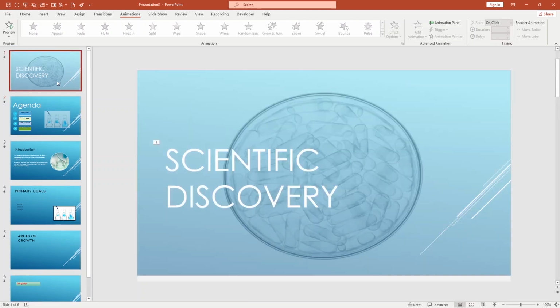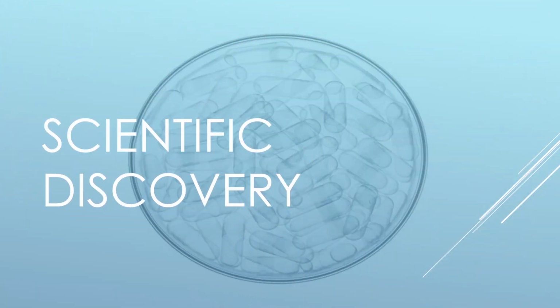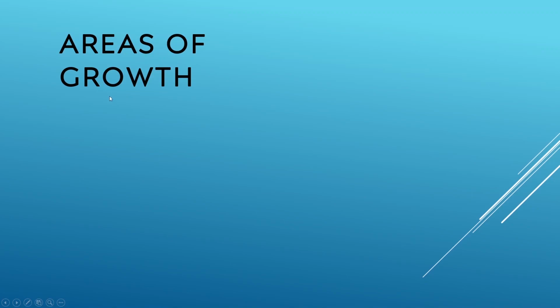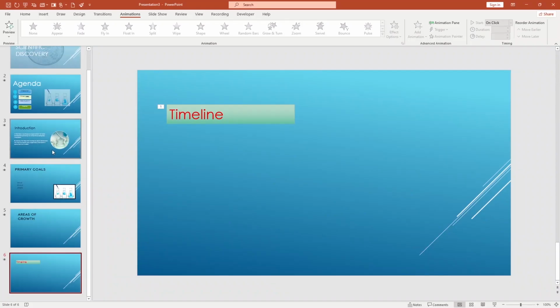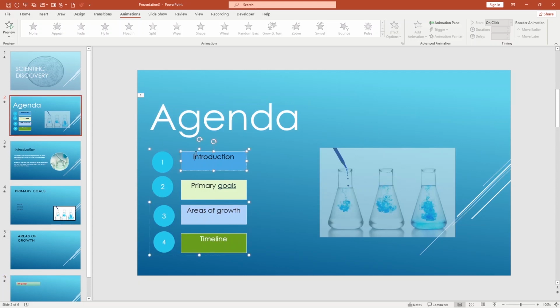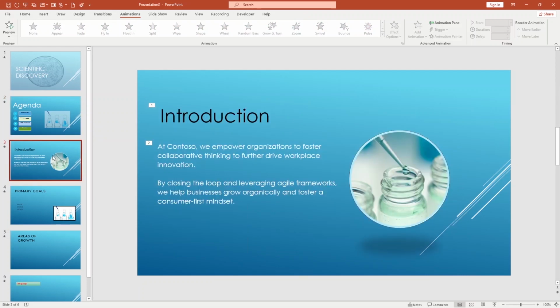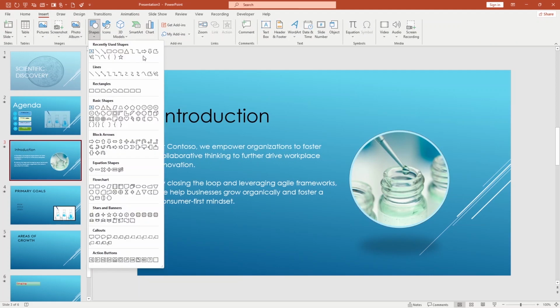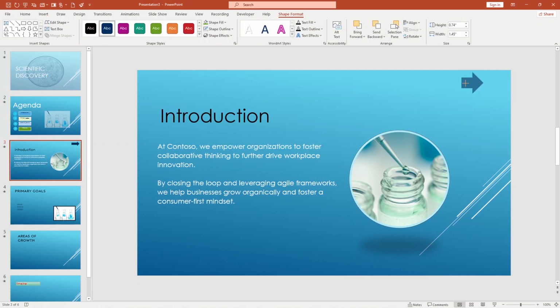Okay, let's see how it looks. So I start the slideshow here, and you can see, yes, scientific discovery. And when I click here, it goes to areas of growth, but it's not enough for us. So what I'm going to do is click here and use another insert and save, or I can use the one.